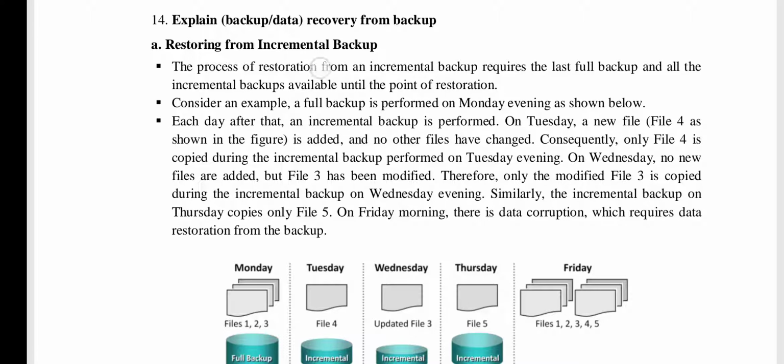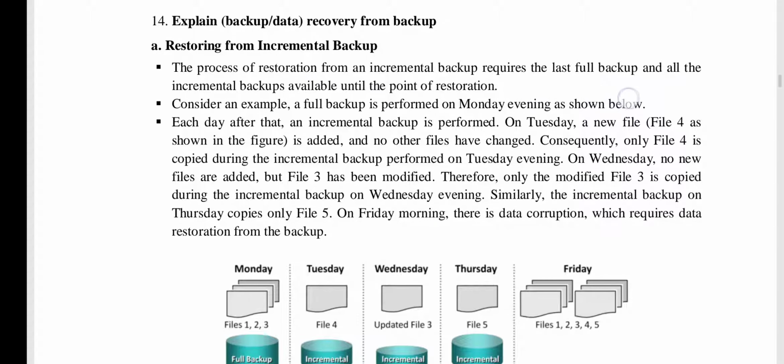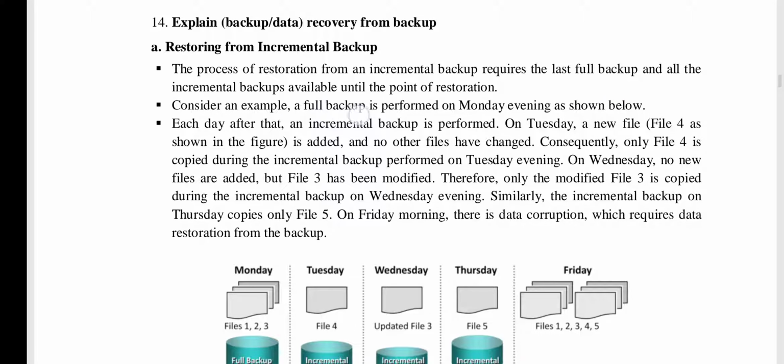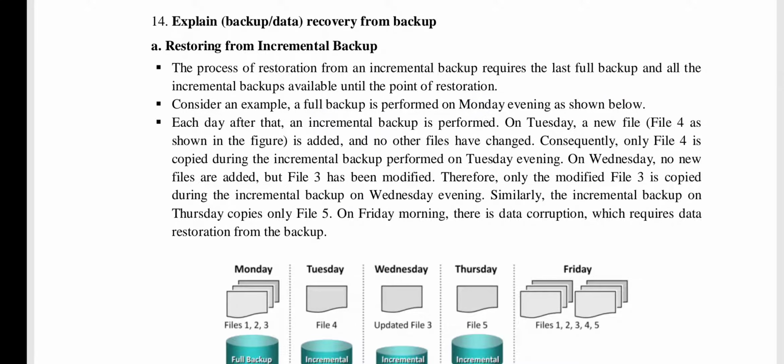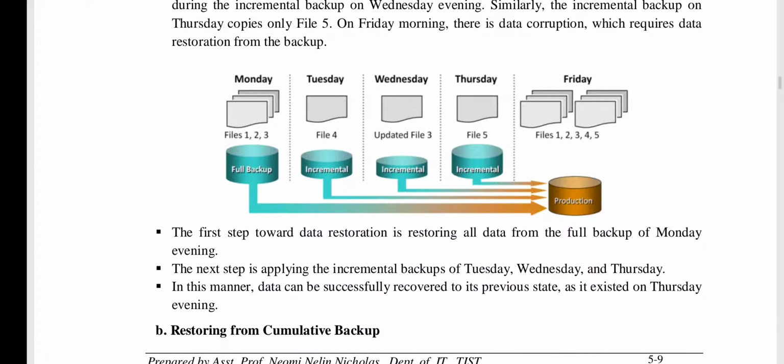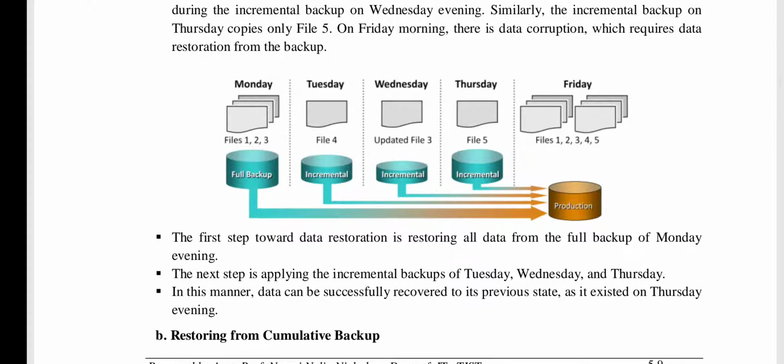First is incremental backup. The process of restoration from incremental backup requires the last full backup and all the incremental backups available until the point of restoration. It can be shown by this figure. On Monday suppose you have files 1, 2, 3 and it is fully backed up. Tuesday you take file 4, so what is incrementally done is file 4, which is incrementally backed up. Wednesday you have updated file 3, which is an incremental backup again.